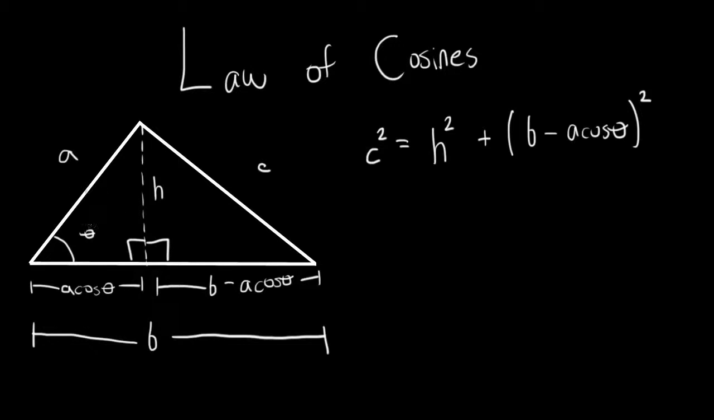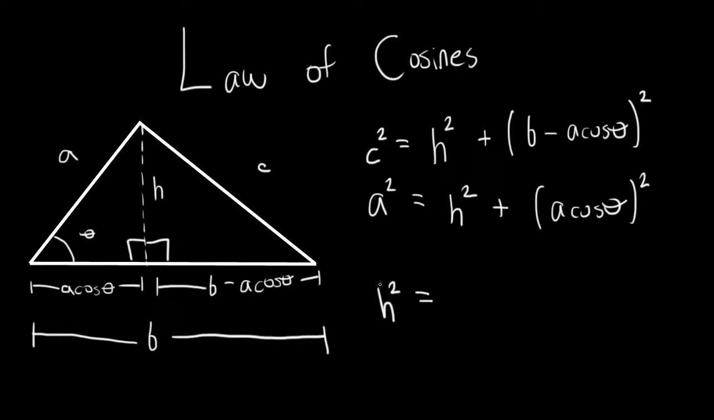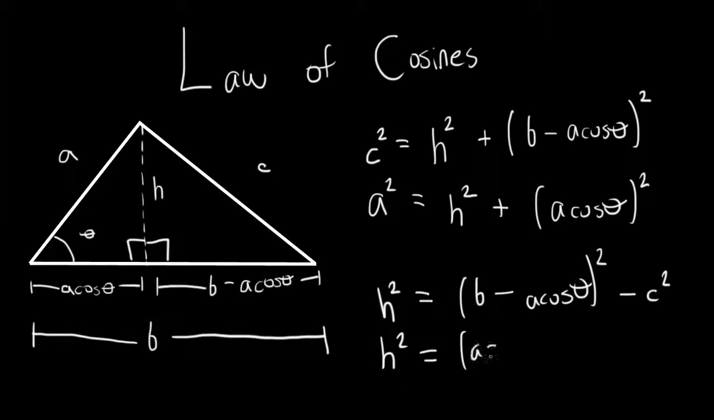And for this other one here, A squared is equal to height squared plus what we have down here, which is simply A cosine of theta squared. Now we will rearrange these so that we have the height as the term that we can eventually cancel out. I'll go the long way just to make sure no one's getting confused. We're going to isolate the height squared on each side. So in this case, we'll have B minus A cosine theta, squared, minus C squared. And this one here will be A cosine theta squared subtracted by A squared.